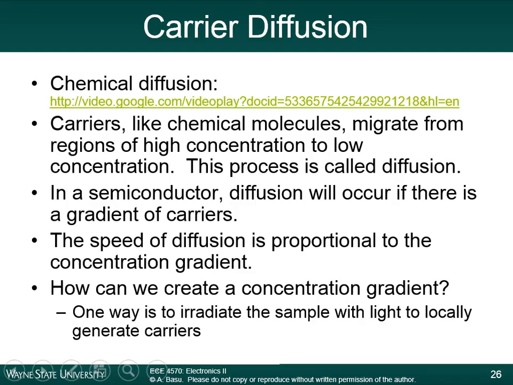If you have a very high concentration of electrons here and a very low concentration on the other side, the speed at which the carriers diffuse is going to be higher than if the two concentrations are very close together.